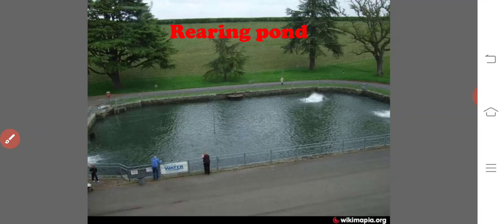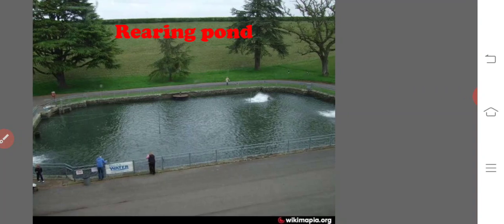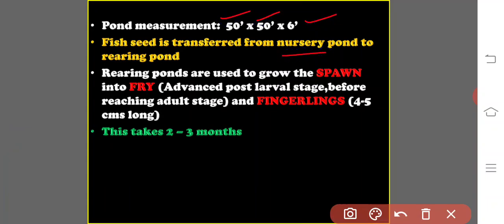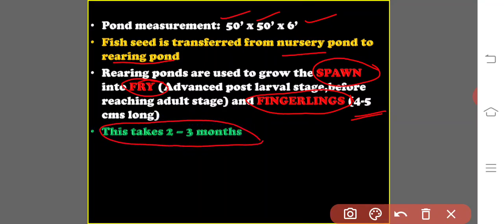This is the rearing pond where we are rearing the small fishes. The pond measurement should be 50 feet length, 50 feet width and 6 feet height. Fish seed is transferred from the nursery pond to the rearing pond. This is a subsequent pond. Here we are growing the fish from spawn stage to fry, the advanced post-larval stage before reaching the adult, or it may be to the fingerling stage, that is the length of our index finger, about 4 to 5 centimeters long. And for this, we require 2 to 3 months of time in the rearing pond.